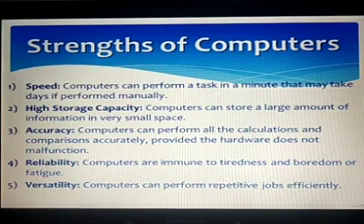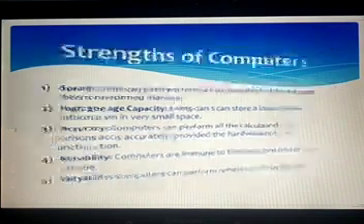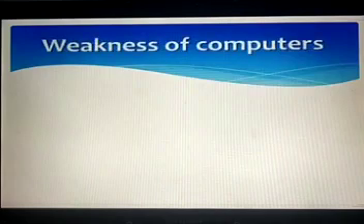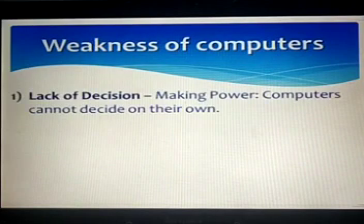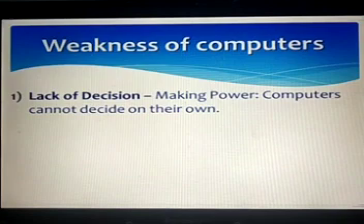In spite of having all the above given characteristics, computers do possess some limitations. Also, those are strengths of human beings. So, weaknesses of computers. The first one is lack of decision making power. Computers cannot decide on their own. They do not possess the power which is a great asset of human beings.